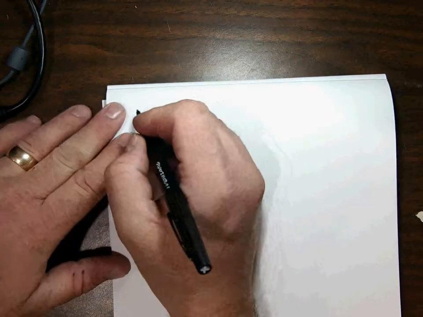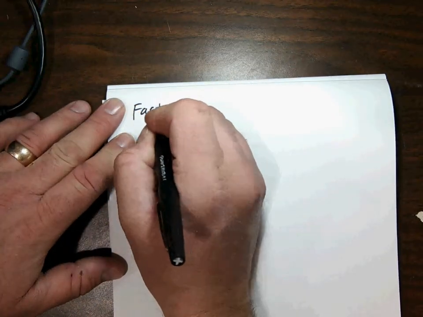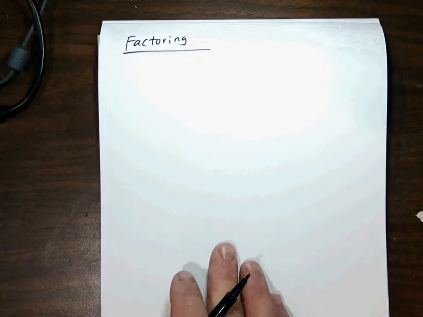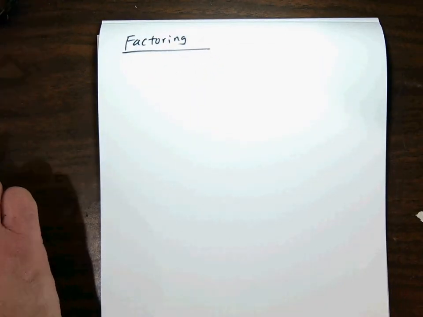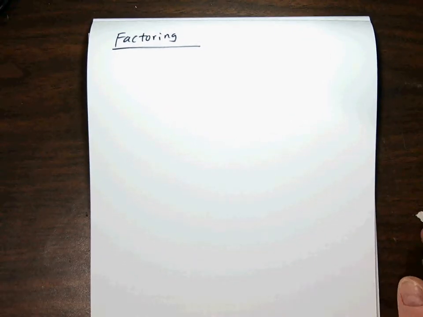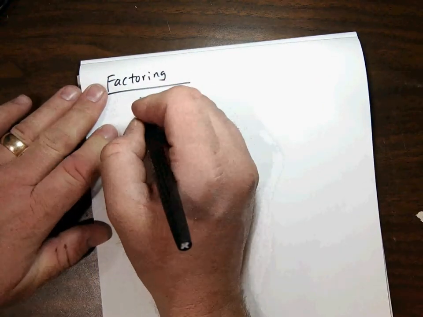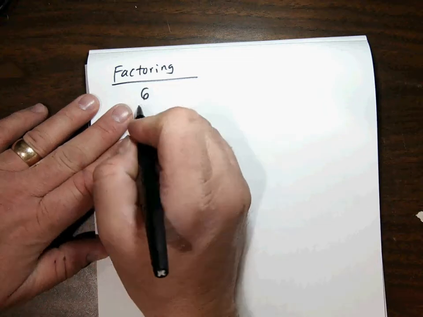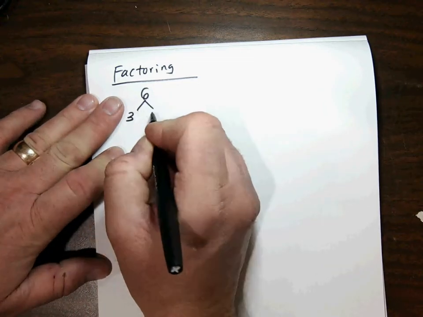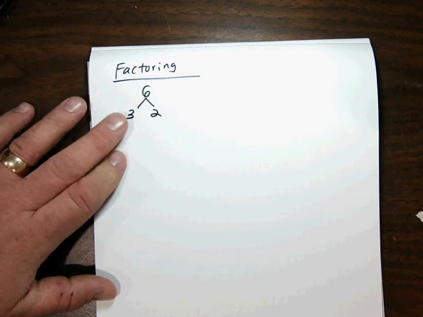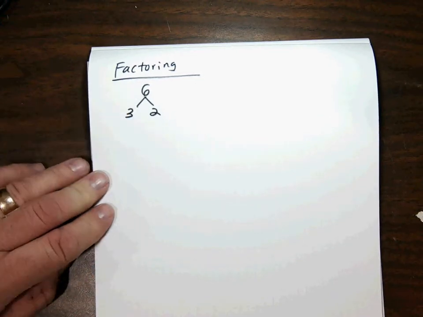Let's talk about factoring. Factoring is when we take a larger number and we break it up into the product of smaller numbers. So it takes a big number, and big is of course a relative term, like a 6. I can break a 6 up and call it a 3 times a 2. Right? 3 times 2 is 6. Those are factors of 6.